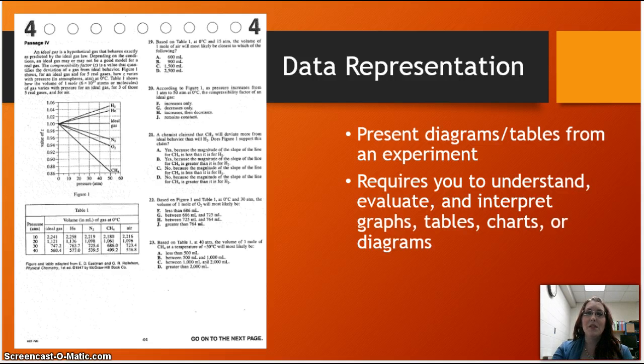Now, this is going to present data tables from one experiment, and it's going to require you to understand, evaluate, and interpret these graphs, tables, and charts. That's all it's going to be.